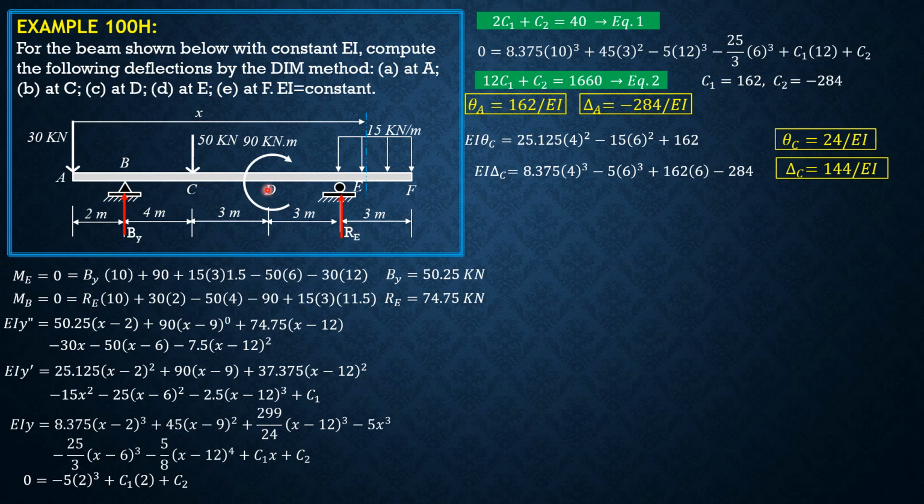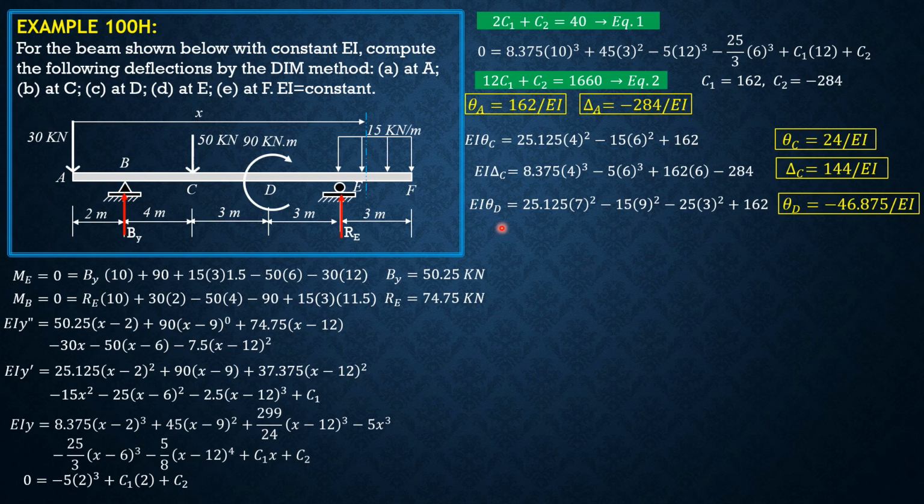Next at D, x is 9, so EI theta D is 25.125 times 7 squared, because x is 9, minus 15 times 9 squared, minus 25 times 3 squared, plus C sub 1, which is 162. So theta D can now be computed. It is equal to negative 46.875 over EI.